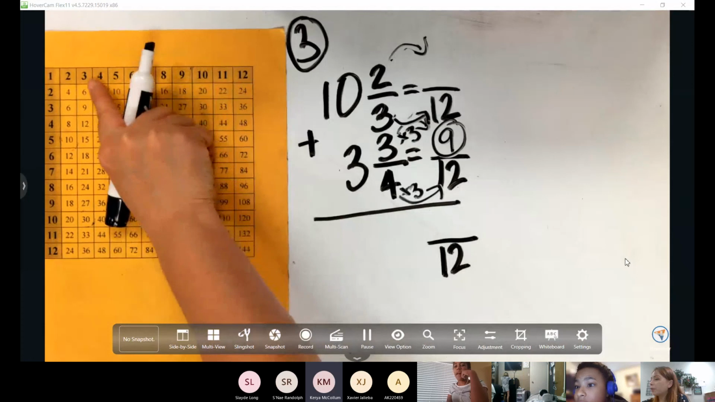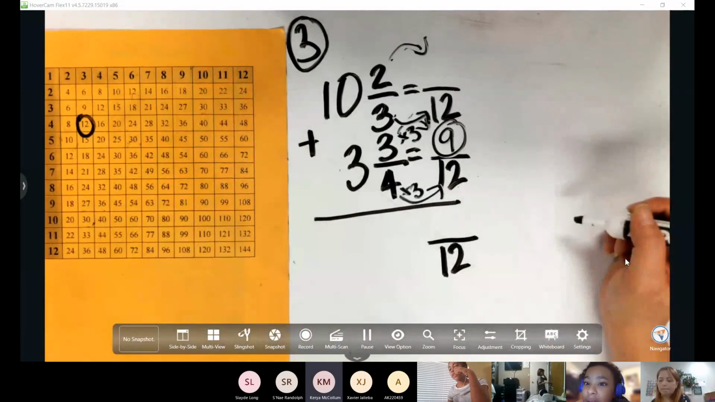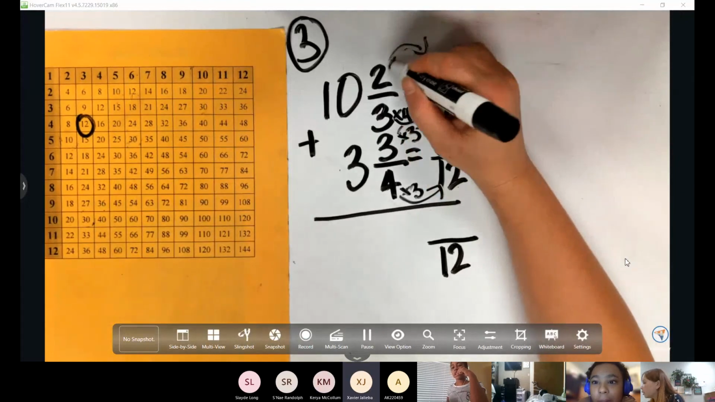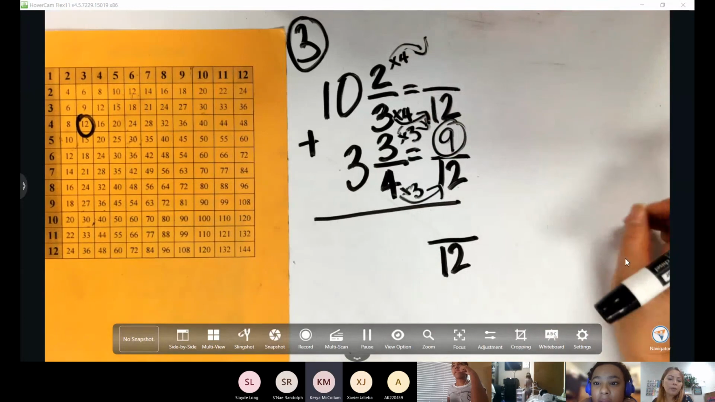Here's my chart. 3 times what gives me 12? 12 is right here. 4. Thank you. 3 times 4. Make sure you use your chart, okay? So whatever I do to the bottom, I'm going to do to the top. So what's my numerator now, Kira?